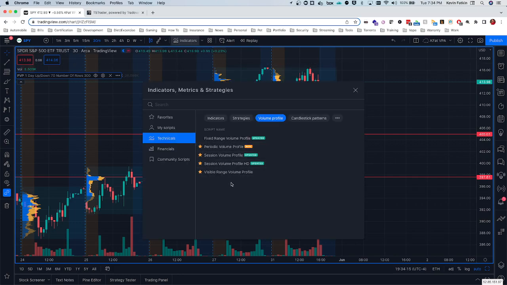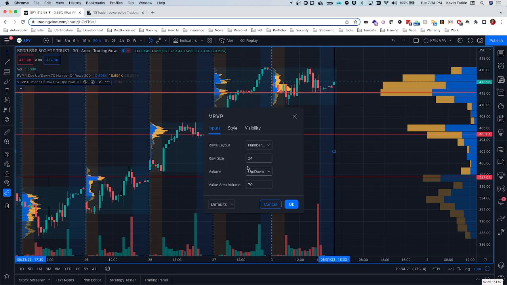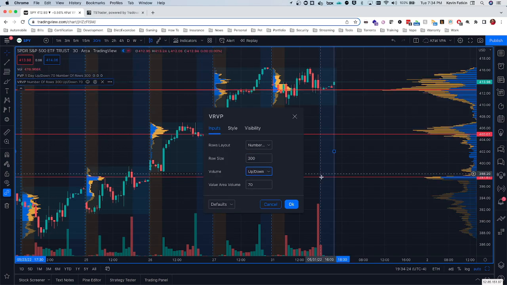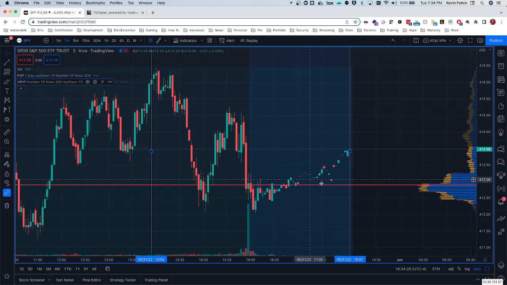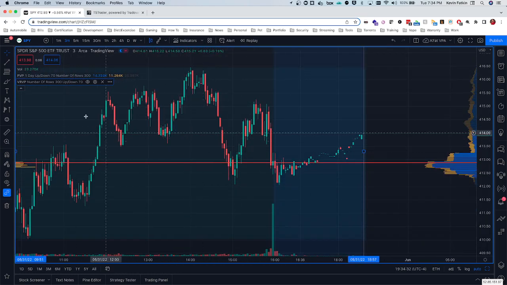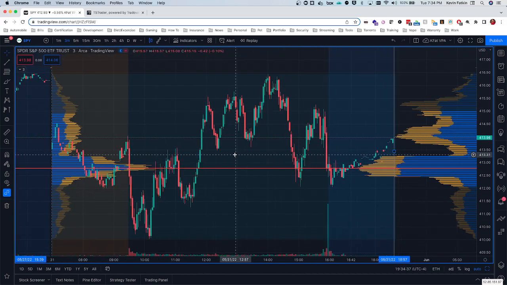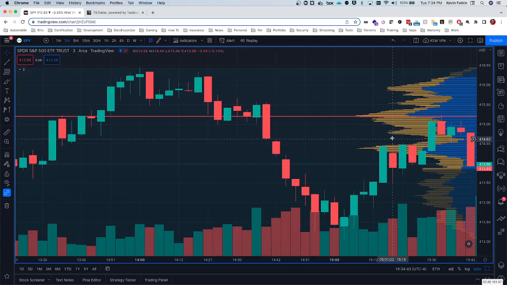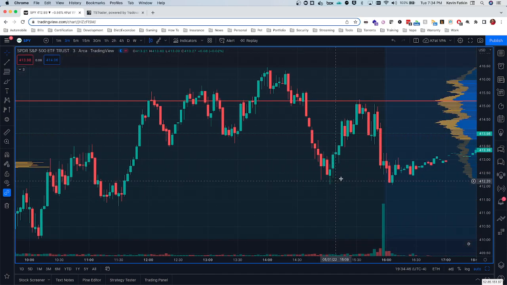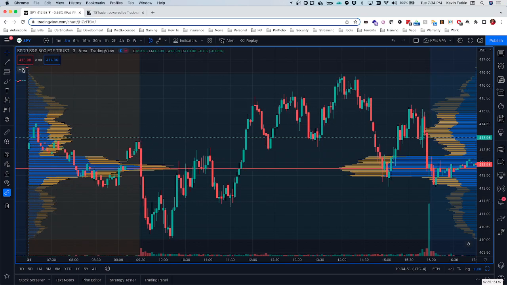Also, a very common one I see people using, and I use myself, is the visible range volume profile. I usually go in again and adjust the row size to 300. But what's really nice about the visible range volume profile is it's exactly what it says. It's the visible range. So whatever price action is on your screen, that's what it's showing over here. So if you zoom way in, you're just going to see exactly the volume profile for that area. And if you zoom out, you're going to get more data. And if you zoom out and show the whole day, then basically you're seeing the same thing as what you have with your session or periodic volume profile.